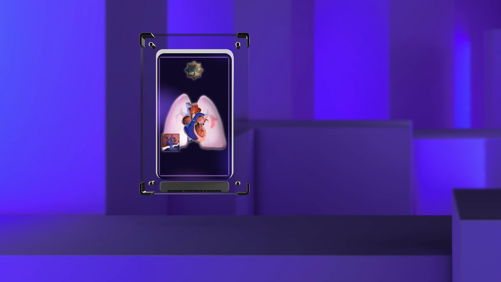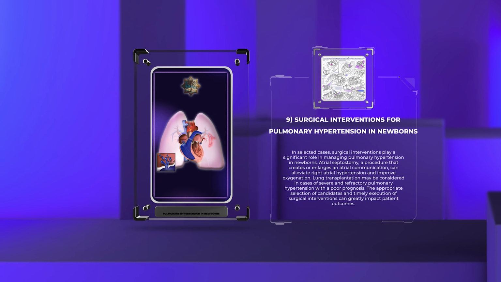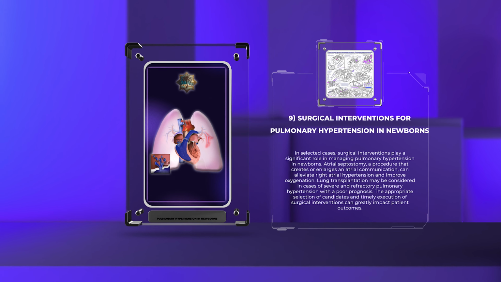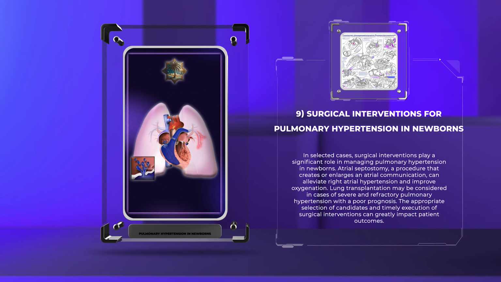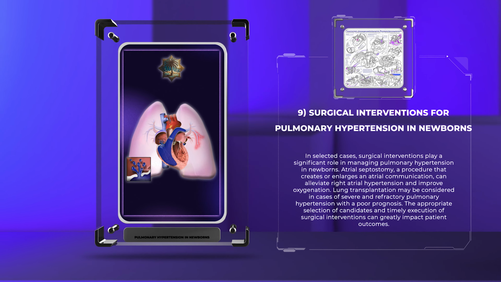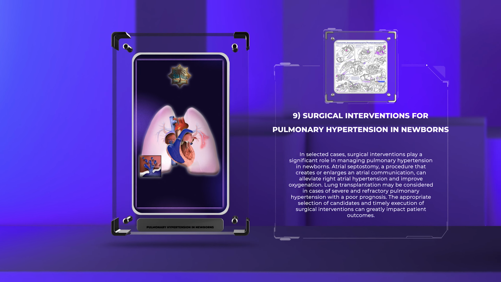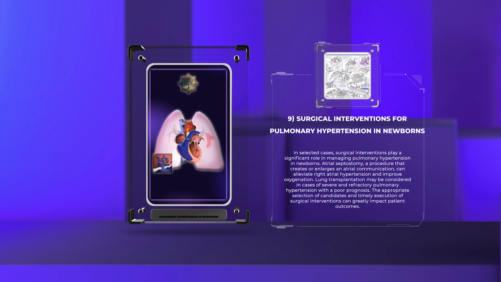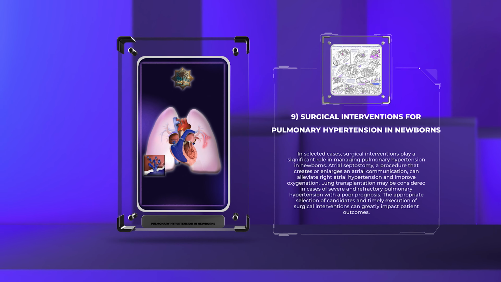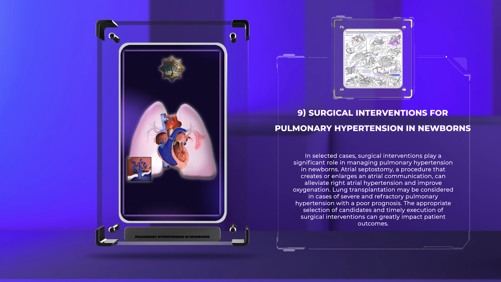In selected cases, surgical interventions play a significant role in managing pulmonary hypertension in newborns. Atrial septostomy, a procedure that creates or enlarges an atrial communication, can alleviate right atrial hypertension and improve oxygenation. Lung transplantation may be considered in cases of severe and refractory pulmonary hypertension with a poor prognosis. The appropriate selection of candidates and timely execution of surgical interventions can greatly impact patient outcomes.